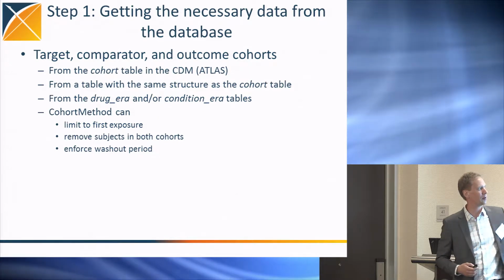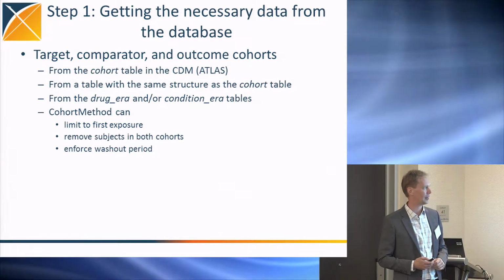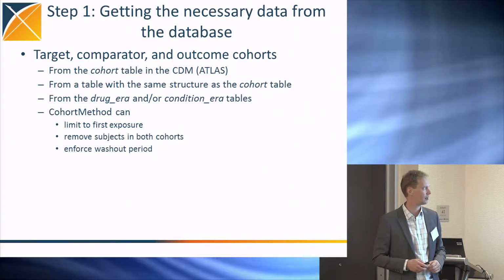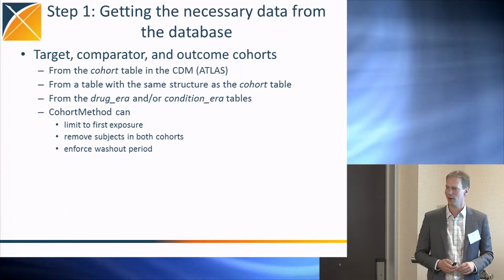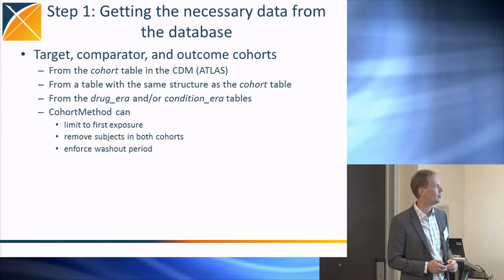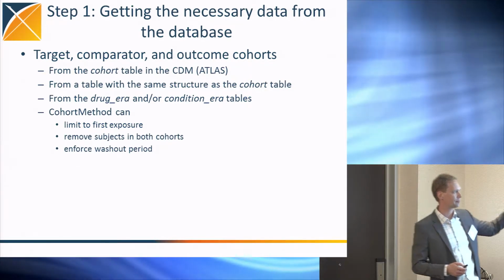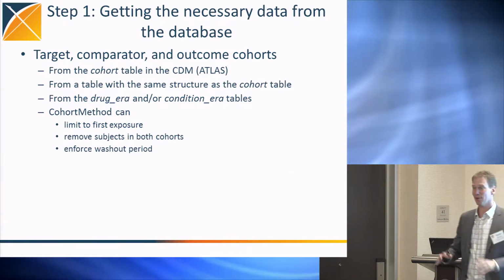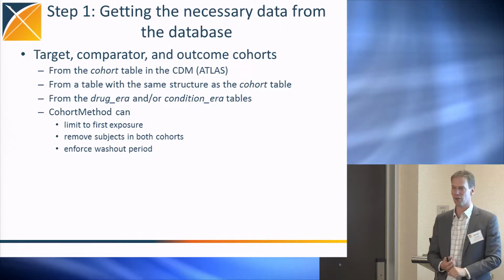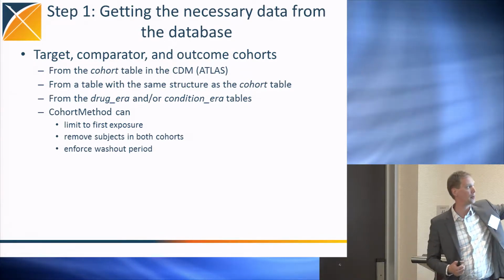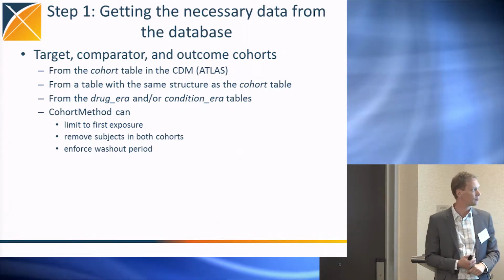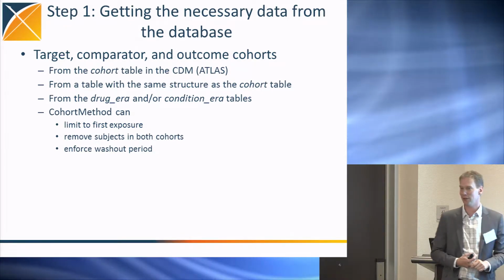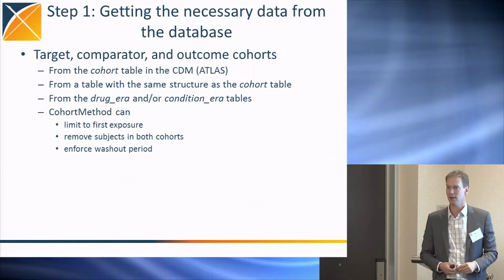So we have our target, comparator and outcome cohorts that we're going to get from the cohort table, and I actually had to modify that in the code that you got, because it's called a Garbe cohort in that example. In general, when you use the CohortMethod package, there are several places where we could store these three cohorts. Option one is, in the common data model, there is a table called cohort.